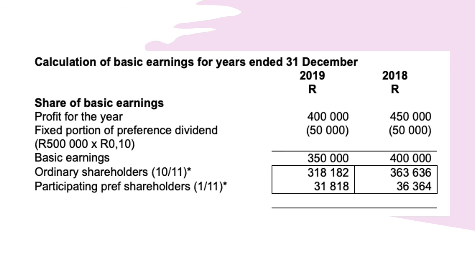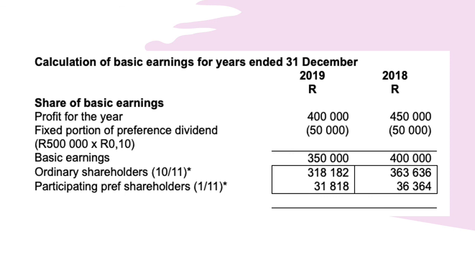That means that the basic earnings must be split 11 ways, because 100% plus 10% gives you 110%. Therefore, ordinary shareholders are entitled to 10/11ths of basic earnings of 350,000 Rand, and participating preference shareholders are entitled to 1/11th of basic earnings of 350,000 Rand. That means that the basic earnings attributable to ordinary shareholders of 318,182 Rand will be used in the calculation of earnings per share.